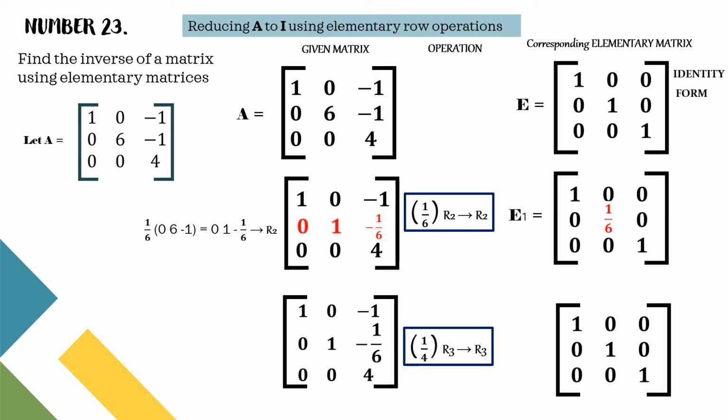The next step is to multiply 1/4 to row 3 to get a new row 3. So we have 1/4 times 0, 0, 4 equals 0, 0, 1. This will be our new row 3. And then from the identity matrix, we multiply the third row by 1/4 to get a new third row. So we have 0, 0, 1/4, and we label it as E2.